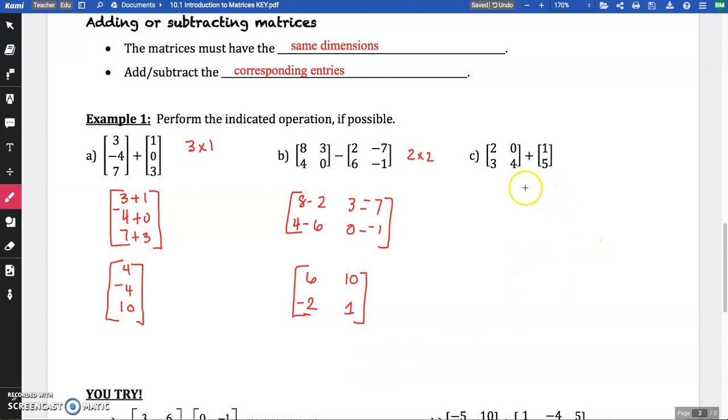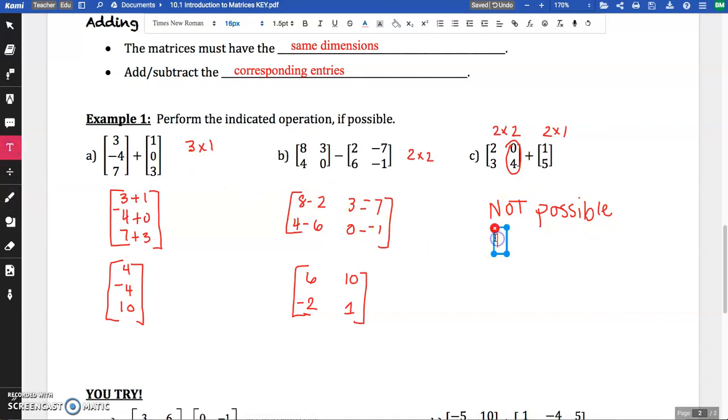And then lastly here I have part C. When I look at these two, they don't seem to match. This one is a 2 by 2, and this one has 2 rows and 1 column. So if I wanted to add them, I don't have corresponding entries. For this column here, I don't have anything that matches it. So that means it is not possible to add these matrices. I'm going to switch to typing. So it's not possible because the dimensions don't match.